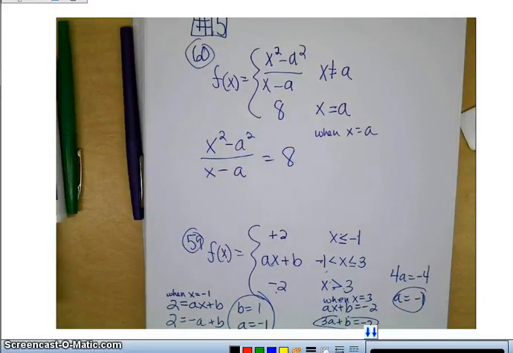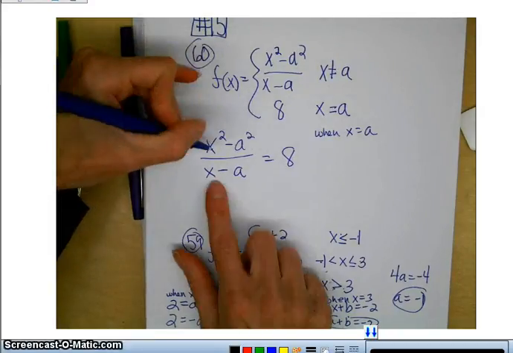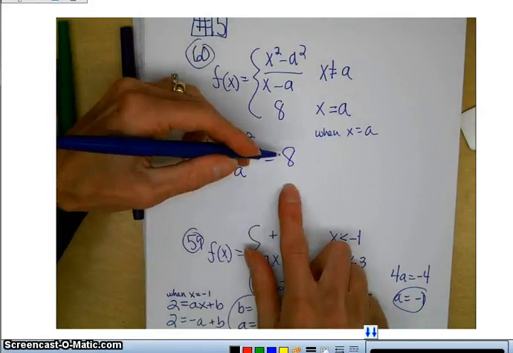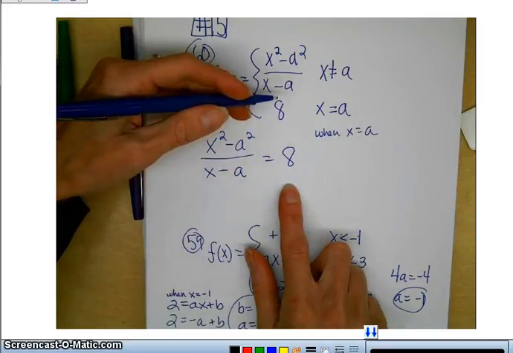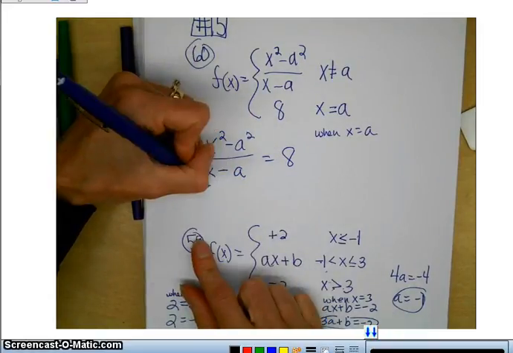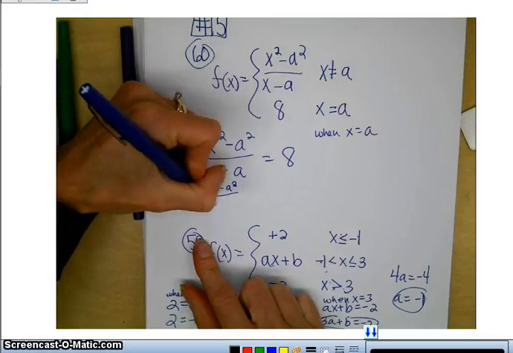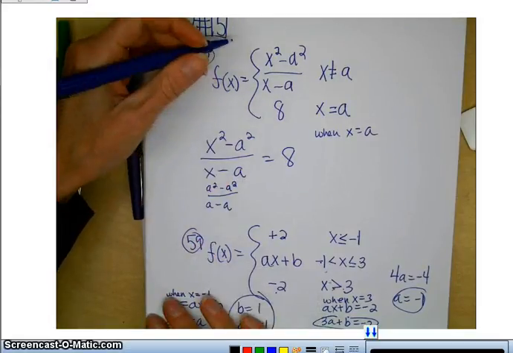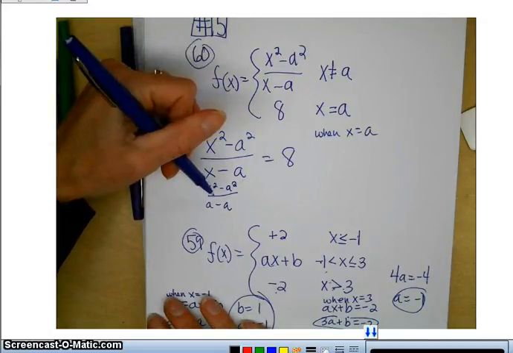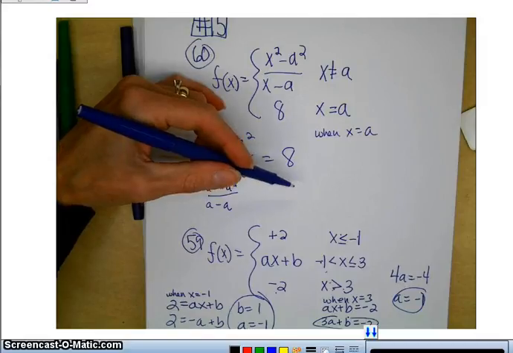All right, so we are going to run into a little problem here when we go to plug a in for x. So my goal, if I could plug a in for x and then get a by itself, wouldn't I know what a is? So when I plug a in for x, I get a squared minus a squared, which is kind of a bad deal because that's 0. And I get 0 on the bottom, and so what do I get? I get 0 equals 8. Okay, doesn't work out. I can't solve for a.